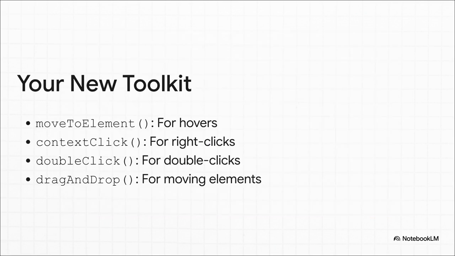So let's do a super quick recap of your new Advanced Automation Toolkit. For hovering, you've got Move to Element. For right-clicking, you've got Context Click. For double-clicking, you have Double Click. And for moving things around, you have the incredibly powerful Drag and Drop. These 4 methods are going to handle the vast majority of complex UI interactions you will ever face.